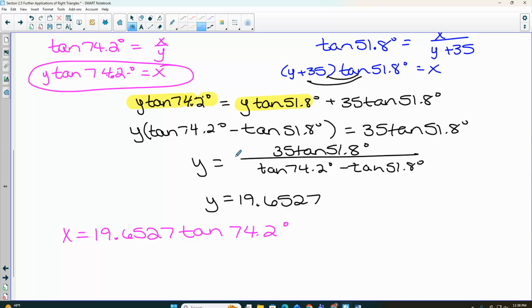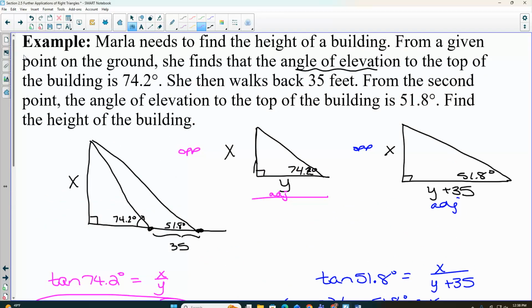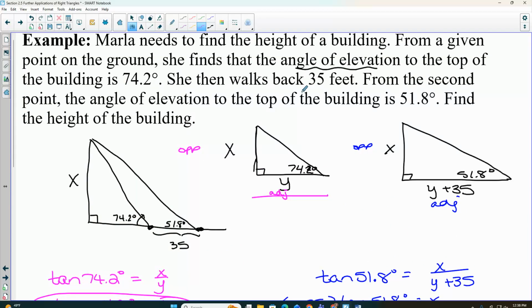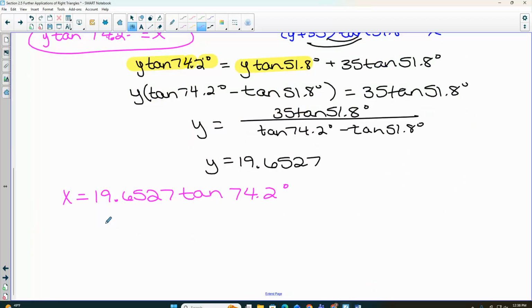Let's go ahead and give our final answer in significant digits. My angles had 3, but 35 feet only has 2. So we'll round to 2 significant digits. So we get 69.45, so that would be 69 feet for the height of the building.